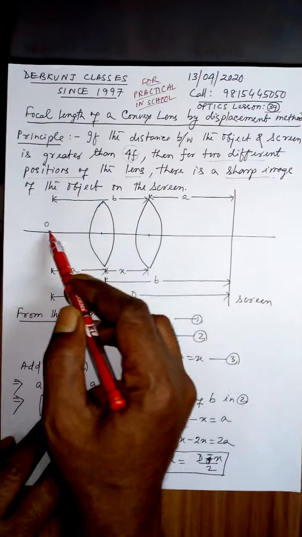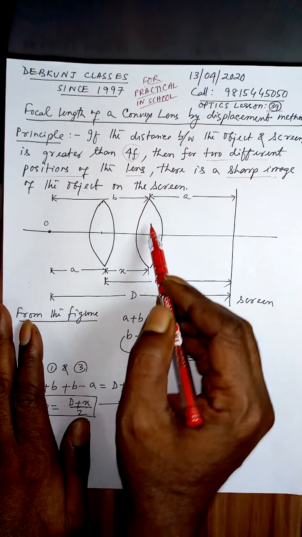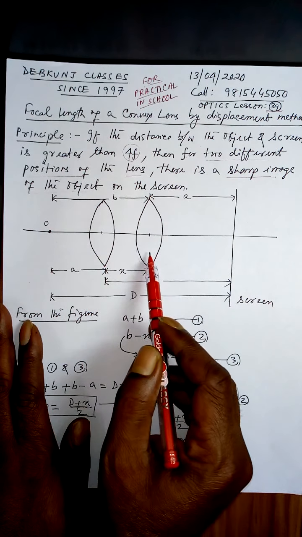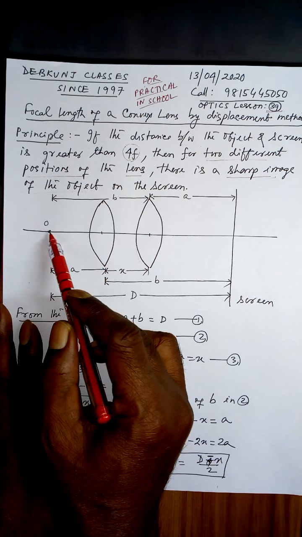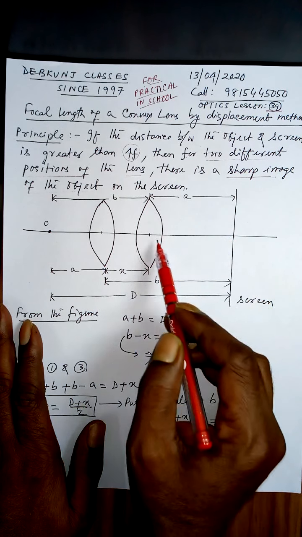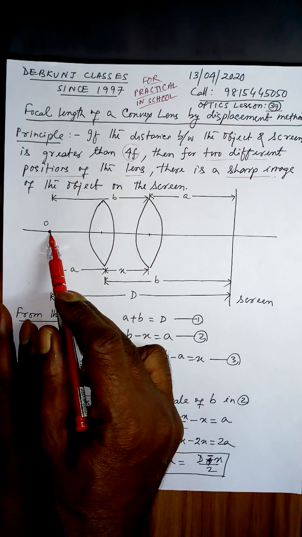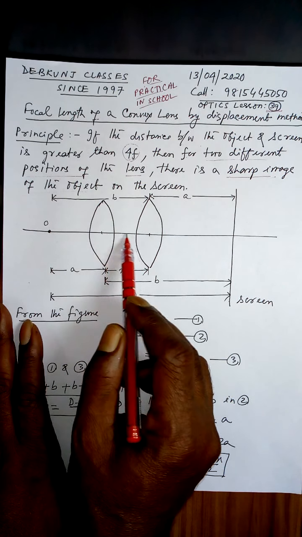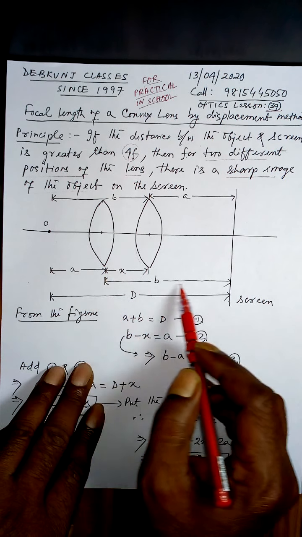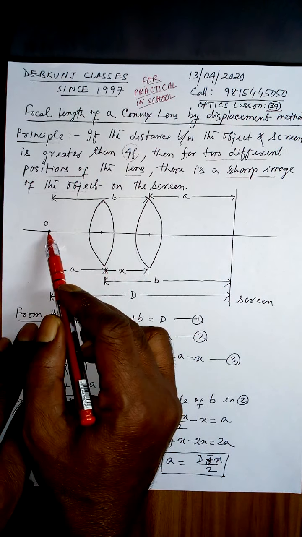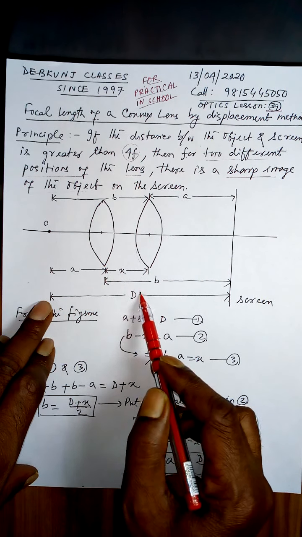Now here is the object, this is the lens, the first position of the lens. The lens has shifted to this side by a distance x, the second position of the lens. For this position there is a sharp image of this object on the screen, and for this position also there is a sharp image. Let this distance from here to here be a, from here to here be x, from here to here be b, and the distance between the object and the screen be capital D.